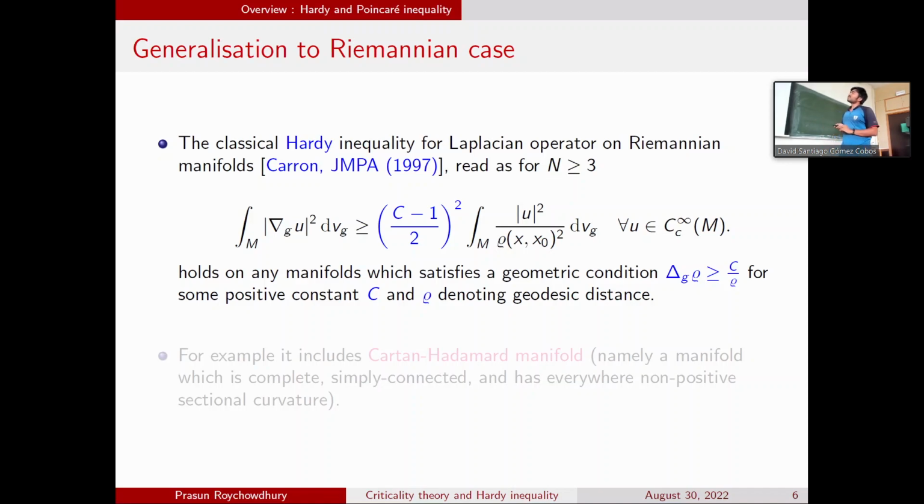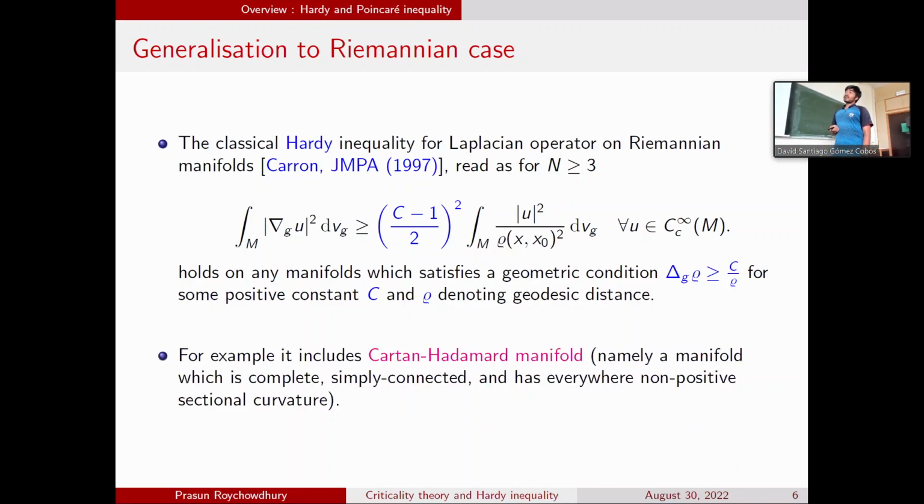Okay, so what happens in the Euclidean case? In fact, one can check that in the Euclidean case, the Laplacian of the distance function is exactly n minus 1 over the distance function. So C will be n minus 1, and we can easily get back our Hardy inequality, right? With the (n minus 2) over 2 squared constant.